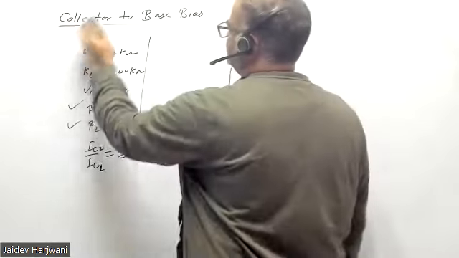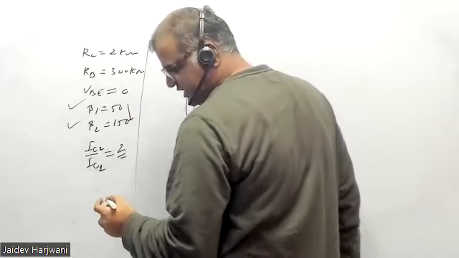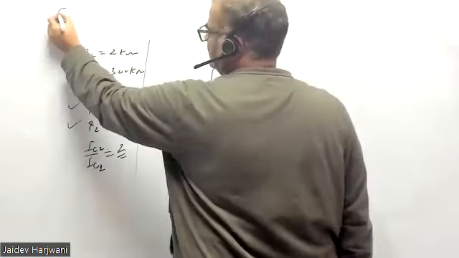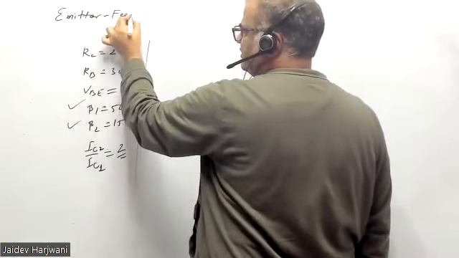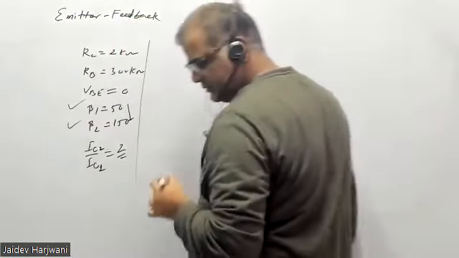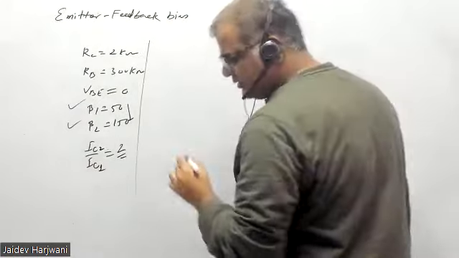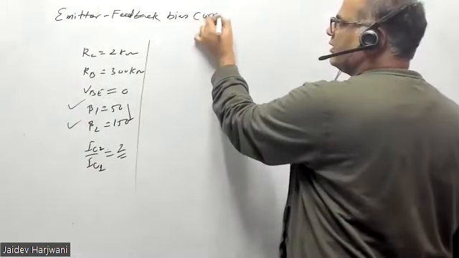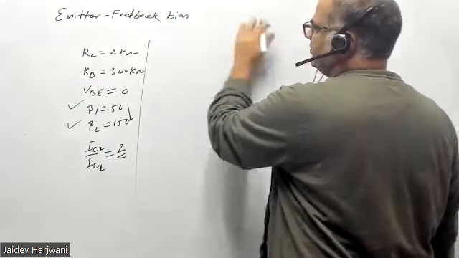So let us do the next thing, emitter feedback bias circuit. Only 1 or 2 students are sending. Circuit, emitter feedback bias circuit.